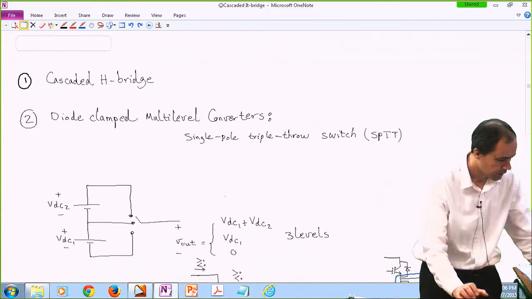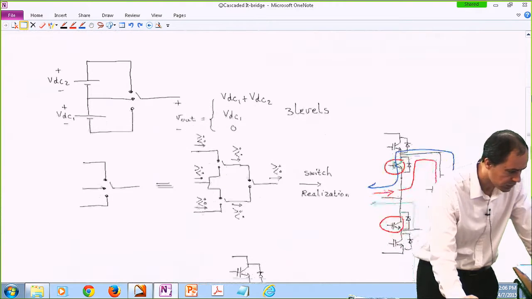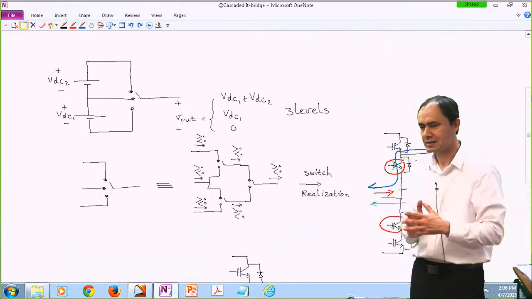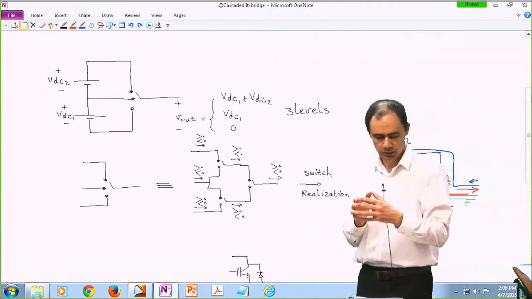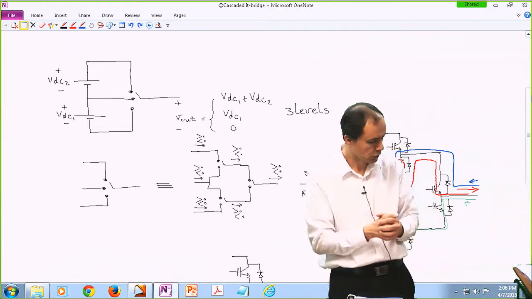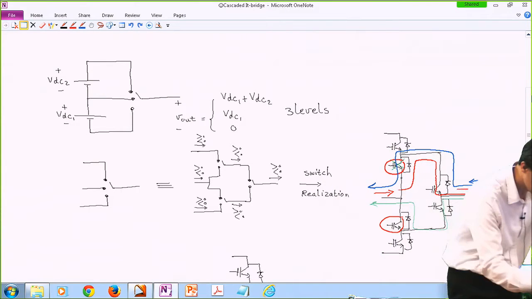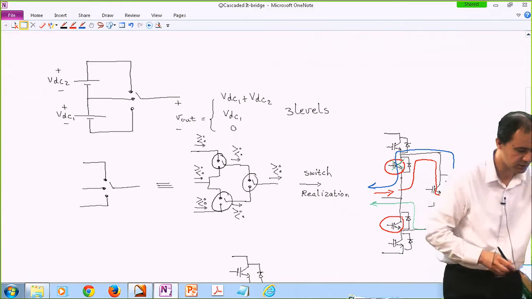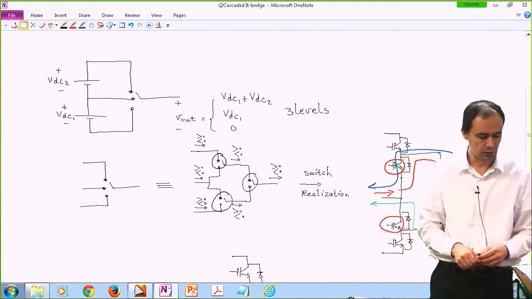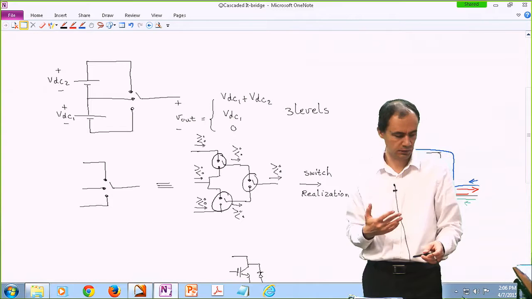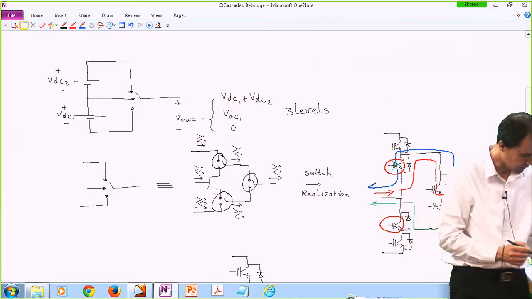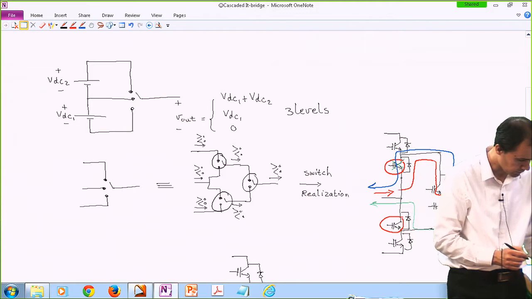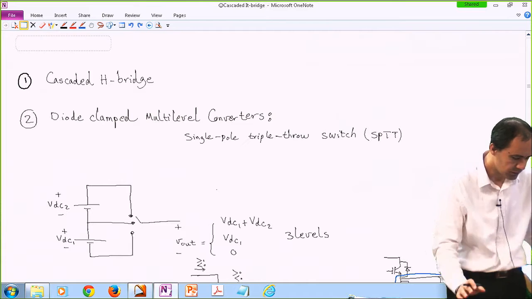In order to implement this, we know how to realize a single pole double throw switch. So using those building blocks, I'm using actually three of them, one here, two here, and the third one is over here. I can manage to build a single pole triple throw switch. There is a little bit of redundancy here.